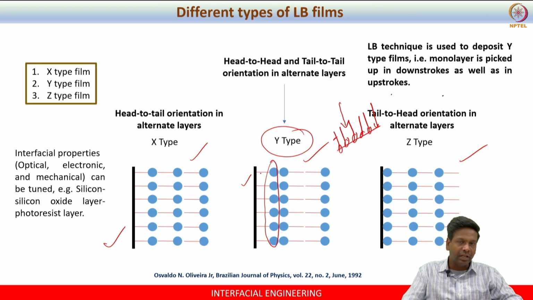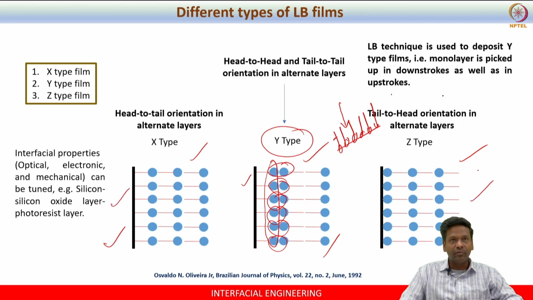When you perform the lifting again, you will lift the second layer, because through the hydrogen bonding as well, you can achieve this kind of second monolayer. In this way, if you perform the cycle multiple times, the film will grow in this fashion, with tail to tail and head to head arranged with each other, right? So this is X type film and this is Z type film.